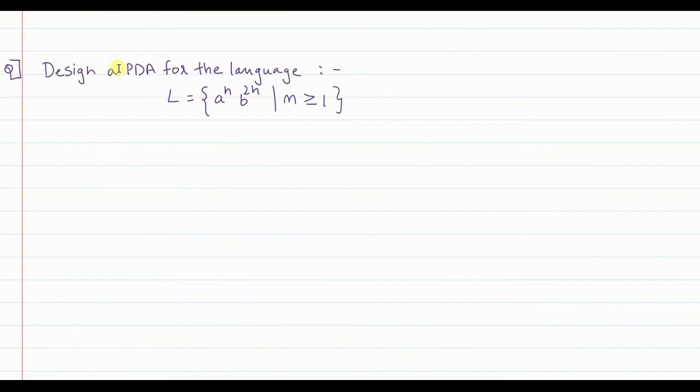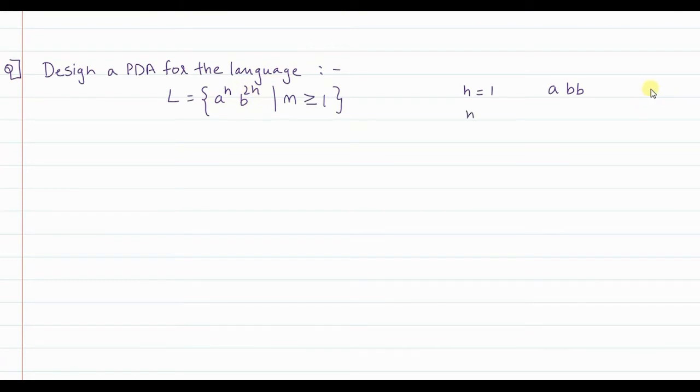We are asked to design a PDA for the language L equal to a raised to n, b raised to 2n, such that n is greater than or equal to 1. Before we start, we have to first identify what kind of language this is. Suppose n is 1, then what is the valid string here? a b b. When n is 1, you will have a single a and 2 b's, because 2 into 1 is 2.